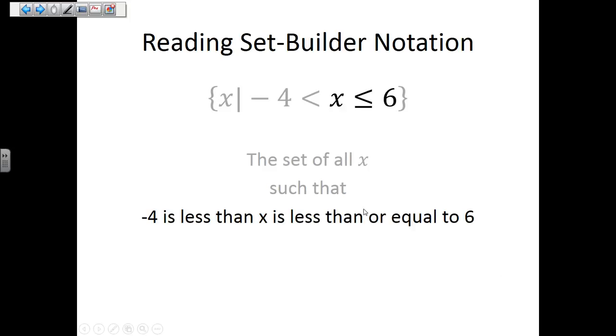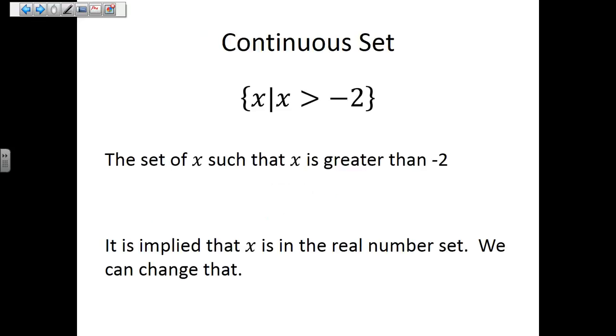And then it should be read, -4 is less than X is less than or equal to 6. So altogether, that's read the set of X such that X is greater than -2. So it's a new set. We're using the same variable X. We've got a different rule in there, but we've got the same structure to our set builder notation. Now, whenever we don't have anything else noted, it's always implied that X is in the real number set, which is what we're usually working in anyway.